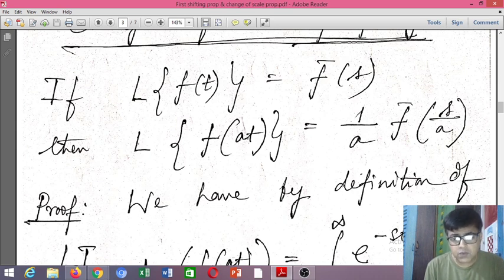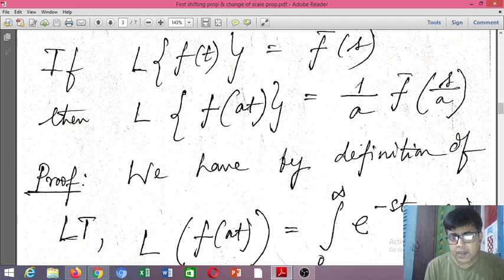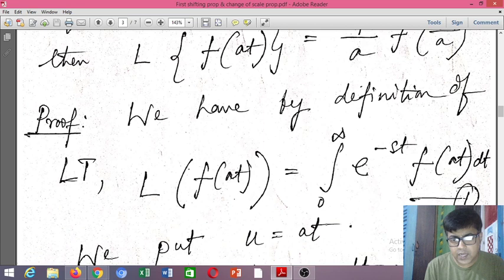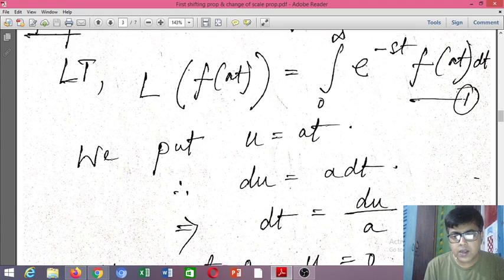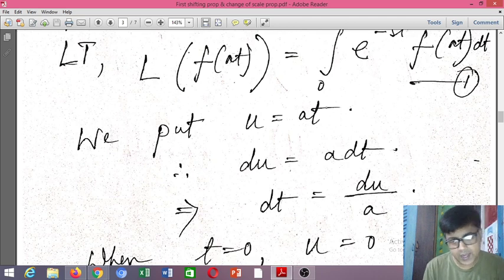We start again from the definition of the Laplace transform, on the left hand side. We try to represent L of f(at). L of f(at) is the integral from 0 to infinity of e to the power minus st into f(at) dt. Now we make a simple substitution. We put in place of at a new variable u. Taking the differential on both sides, we get du equal to a dt, and thereby dt becomes equal to du by a.